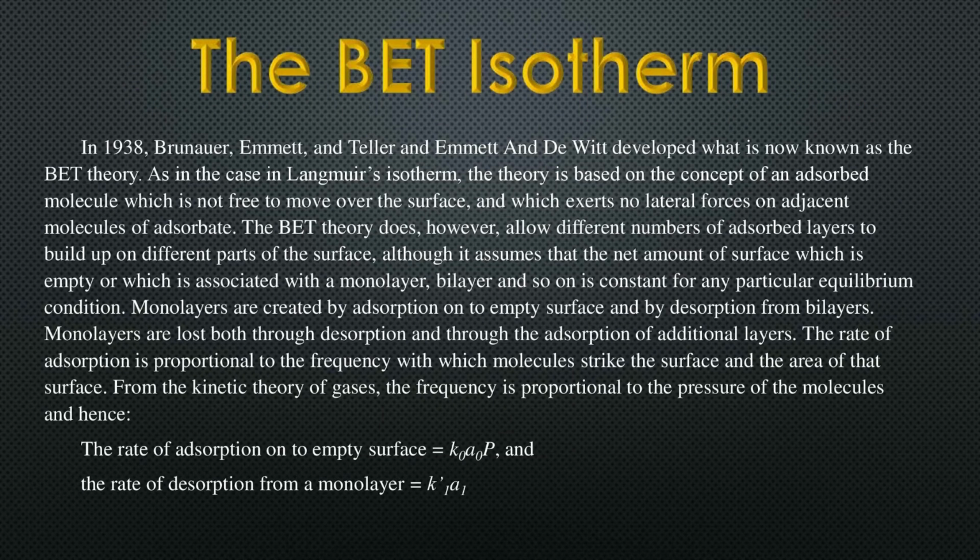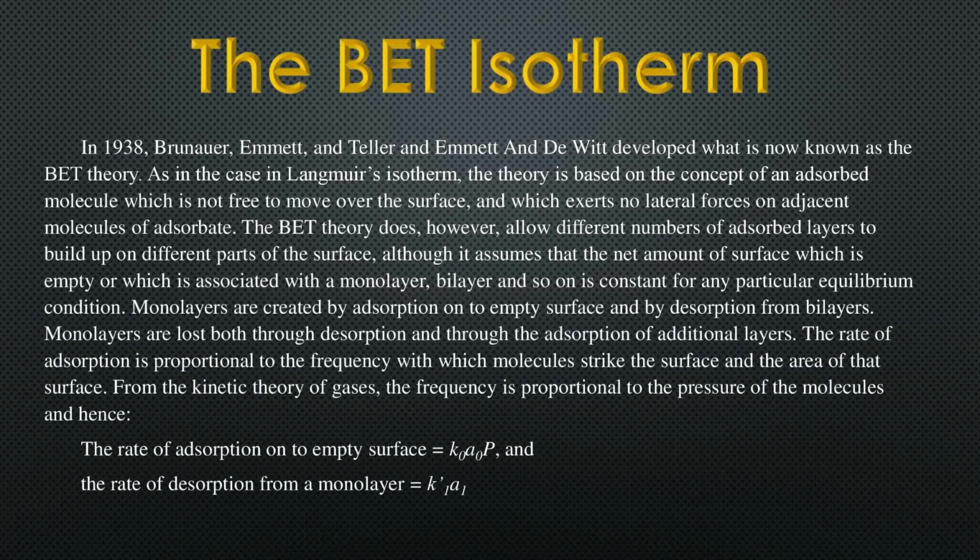In 1938, Brunauer, Emmett, Teller, and DeWitt developed what is now known as the BET theory. As is the case in Langmuir's isotherm, the theory is based on the concept of an adsorbed molecule which is not free to move over the surface, and which exerts no lateral forces on adjacent molecules of adsorbate. The BET theory does, however, allow different numbers of adsorbed layers to build up on different parts of the surface, although it assumes that the net amount of surface which is empty or which is associated with a monolayer, bilayer, and so on, is constant for any particular equilibrium condition.